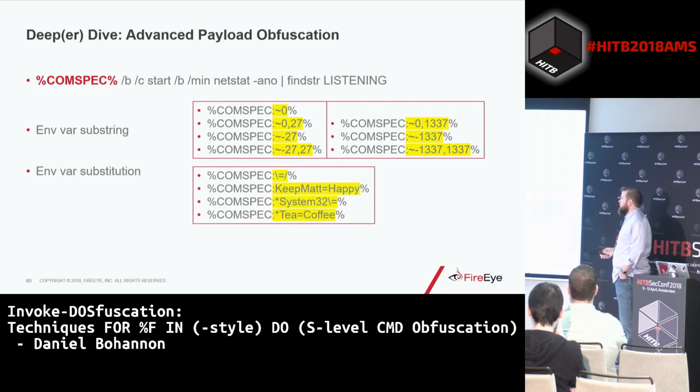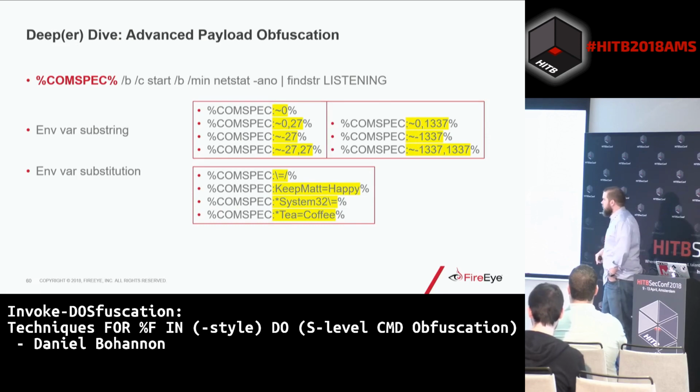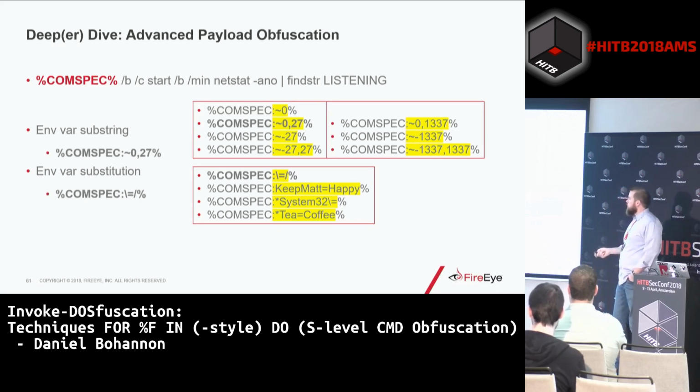Another thing we can do is use environment variable substitution, which is what FIN7 was using, but for different purposes. We can say, okay, give me the comspec value, but replace backslashes with forward slashes, which will still execute perfectly fine. Or we can use values that we know won't exist. So we'll just choose two of these and keep obfuscating them a little further.